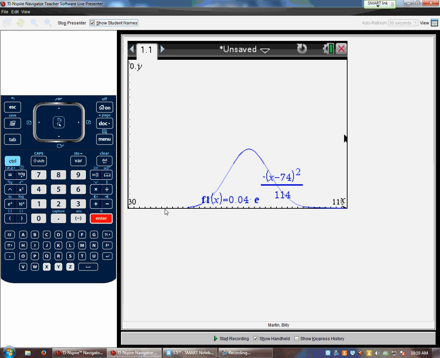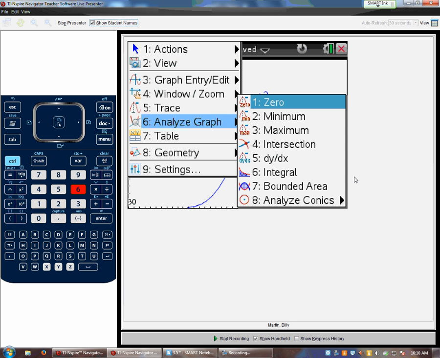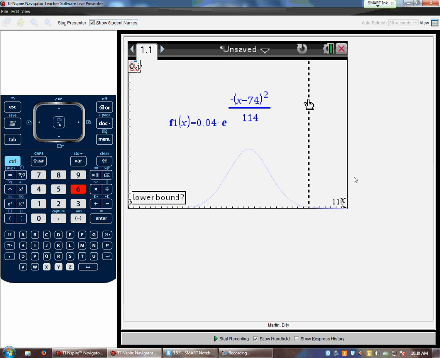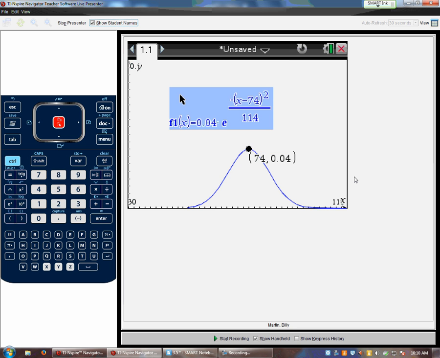But anyway, at this point, we can see that here are the scores on this test. And at this point, we could find the maximum. Can you do that? Menu, analyze, maximum. All right, and what's it turning out to be? 74? So what is the average math score? The average math score would have been 74% on this exam. Are we okay with this?